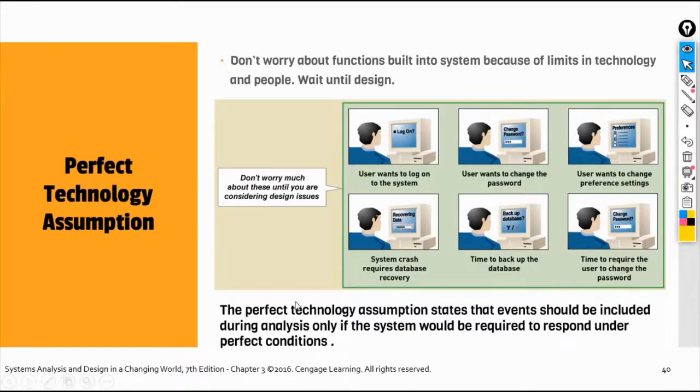By pretending that technology is perfect, you as the analyst can eliminate events like time to back up the database, because you can assume that the disk will never crash. Again, during the design, the project team adds this control because technology is obviously not perfect.